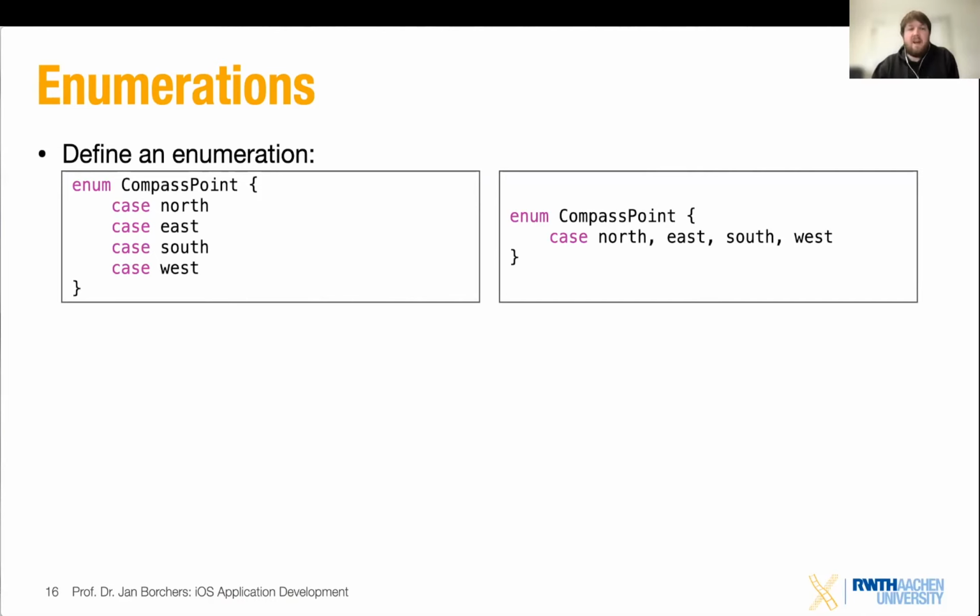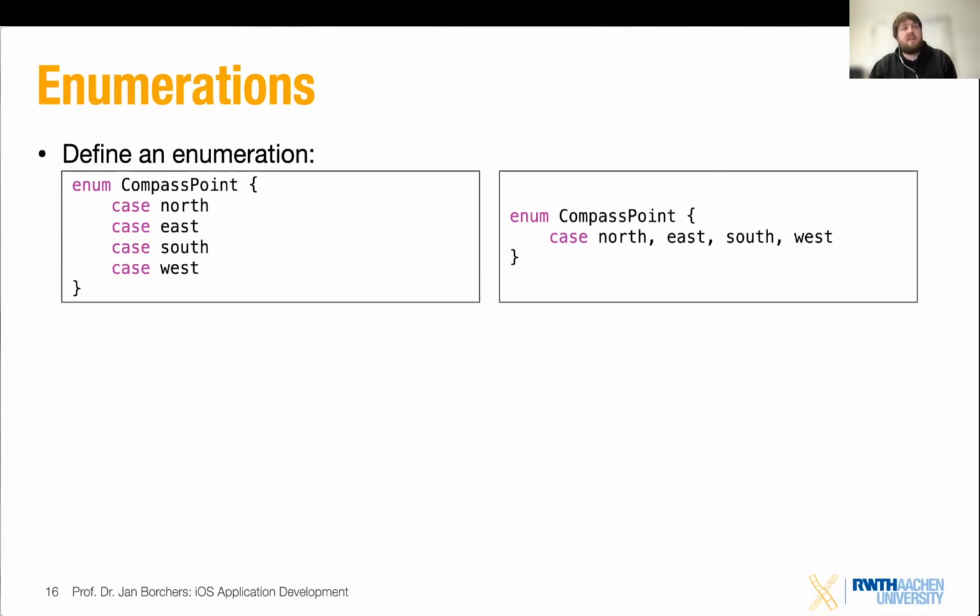north, east, south, or west. And we only want to have these different directions. So to create this enumeration, we have the keyword enum, then the name of our enumeration, and this is also written in uppercase. And then we have the different cases that the enum can take. But we can also write it in one line where it's separated by commas. So north, comma, east, comma, south, comma, west.